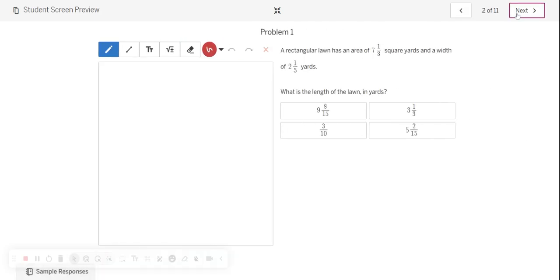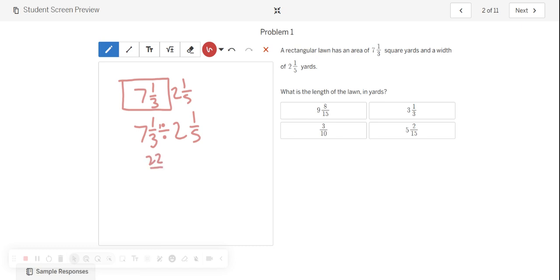And so here we go. Problem 1. Rectangle lawn has 7 and 1/3 square yards and a width of 2 and 1/5. So you're looking at a rectangle that has an area of 7 1/3, and the width, which would normally be the short part, is 2 and 1/5. So you're just going to do 7 and 1/3 divided by 2 and 1/5. That's 22 thirds divided by 11 fifths.